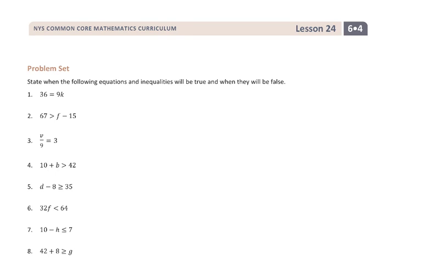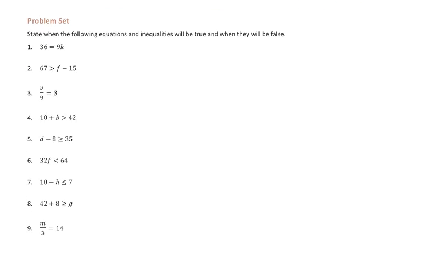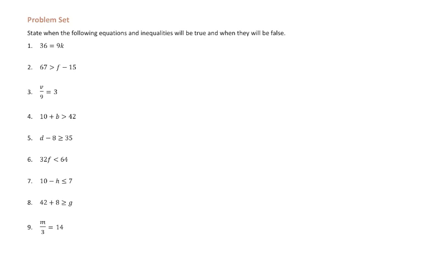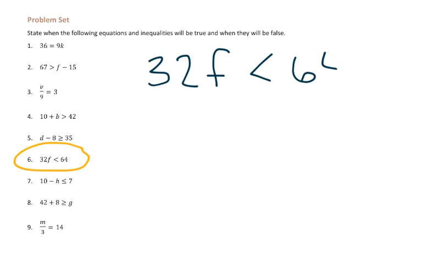For today's lesson, we're looking at true and false statements. We're going to look closely at problem number 6. We write this as 32 times f is less than 64.